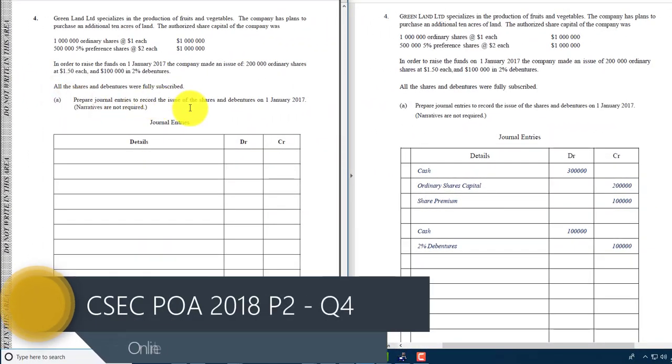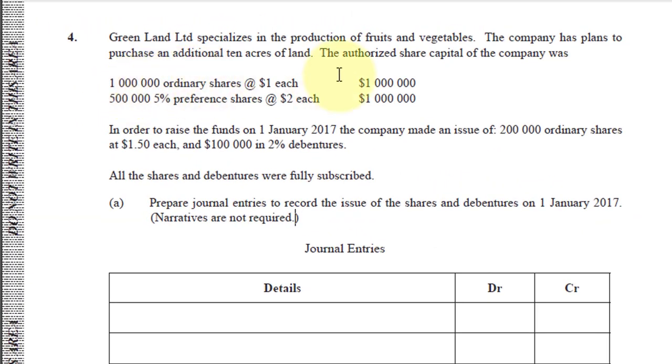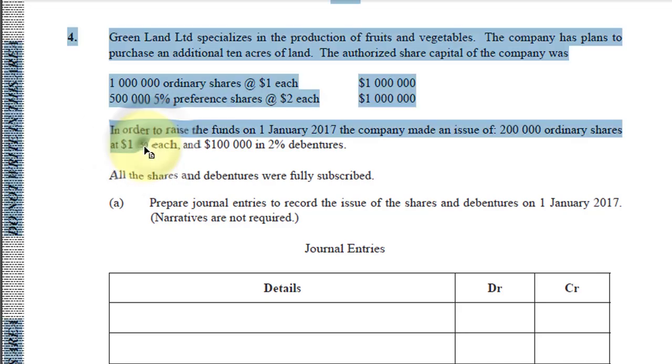We're told to prepare the journal entries to record the issue of shares and debentures on 1st of January 2007. Narratives are not required. Now we're told about authorized share capital up here, and lower down we're told about the company issuing shares and debentures. What must be noted is that there's a difference between the value assigned to each share up here as compared to the value assigned down here. You're seeing $1 and $1.50. So it means that on each share there is a premium of 50 cents.